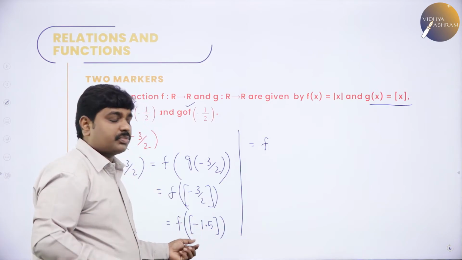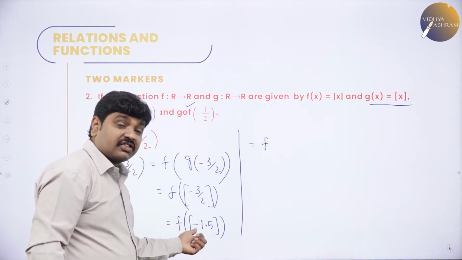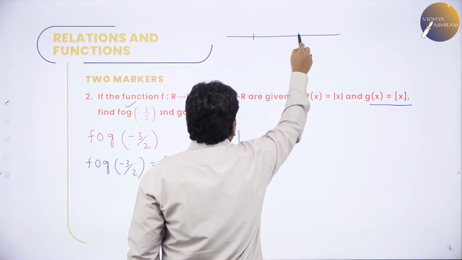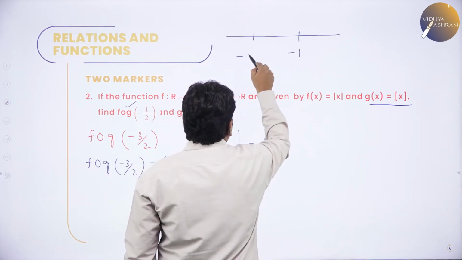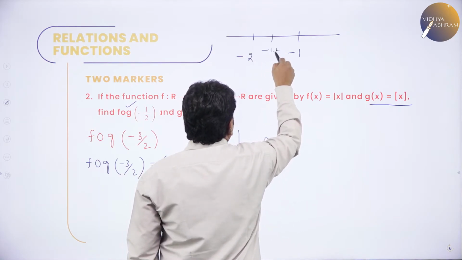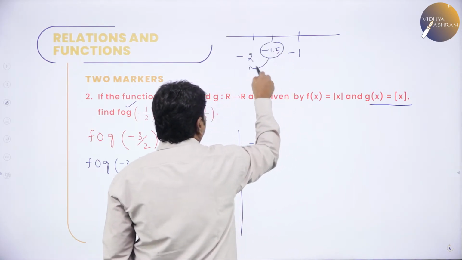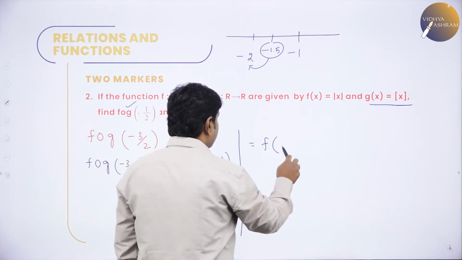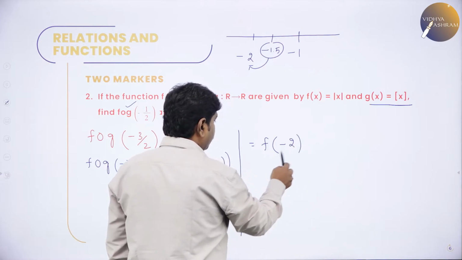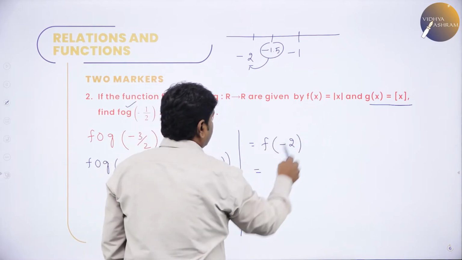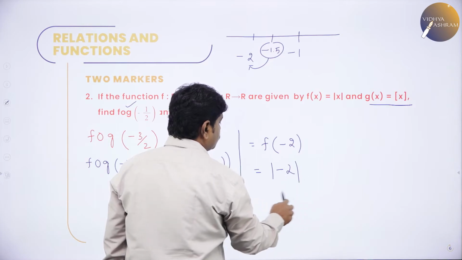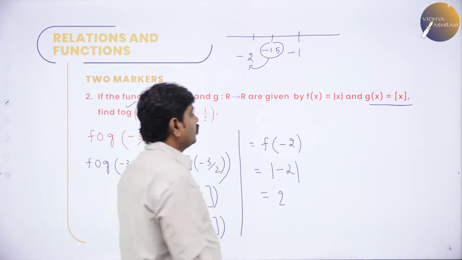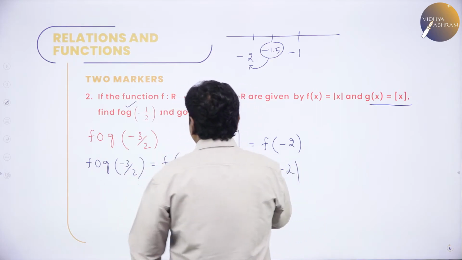Square bracket minus 1.5 means a greatest integer of minus 1.5 on the number line. So greatest integer of minus 1.5: this is minus 1, this is minus 2. Minus 1.5 is here. I want greatest integer, means I should go and refer the next one. So greatest integer of minus 1.5 is minus 2. So now I got f of minus 2. What is f of x? Mod x. F of minus 2, mod minus 2. What is mod minus 2? 2.